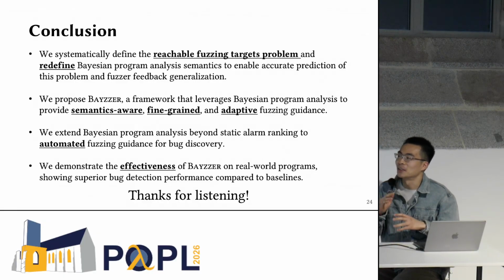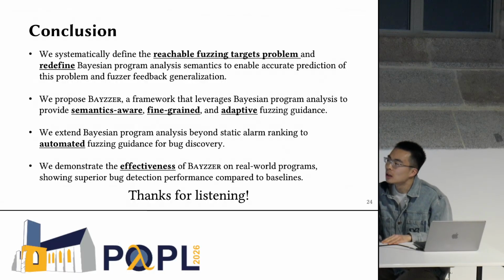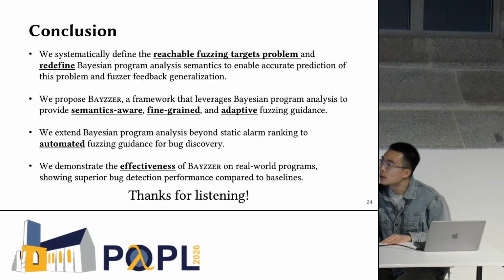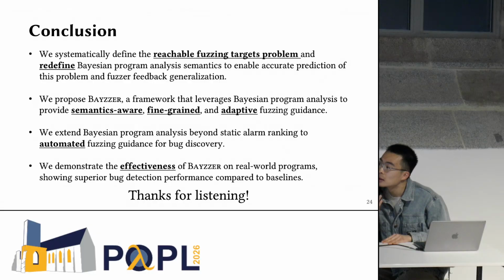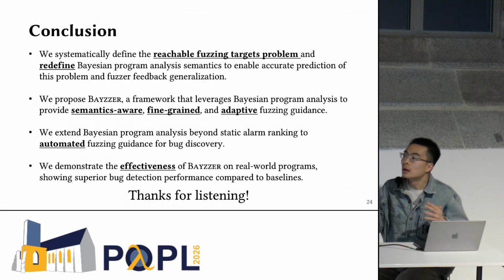Sorry, can you speak? Yeah, sorry. I'm wondering what kind of bugs can you detect using fuzzing? What kind of bugs? Like just out-of-bound indexes, or?